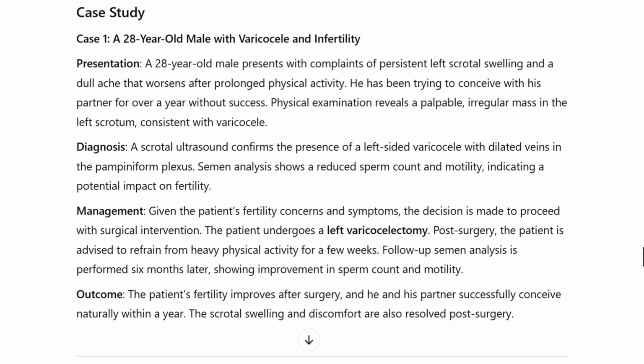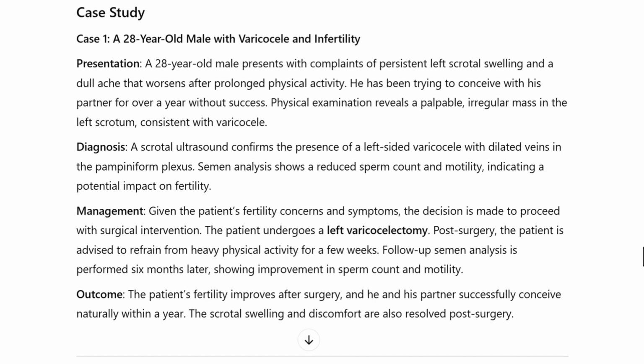Diagnosis. A scrotal ultrasound confirms the presence of a left-sided varicocele with dilated veins in the pampiniform plexus. Semen analysis shows a reduced sperm count and motility, indicating a potential impact on fertility. Management. Given the patient's fertility concerns and symptoms, the decision is made to proceed with surgical intervention.